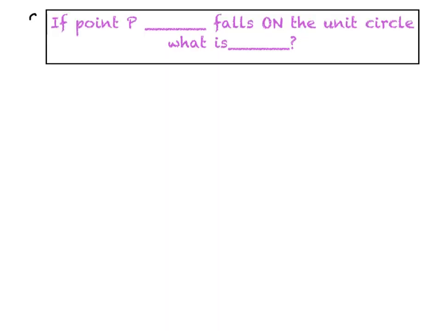Our second example is an extremely common question, especially on the Regents exam. And they said, what if point P with an ordered pair of negative 1/2 comma negative radical 3 over 2. Okay, those both are negative. What if that point falls on, and I want you to emphasize the word on big time. It's not inside the circle, it's not outside, it is right on the unit circle. And they're going to ask us what is the measure of angle theta.